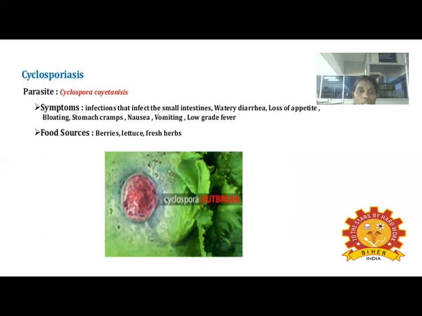The Cyclospora species, the symptoms are infections that infect the small intestines, watery diarrhea, loss of appetite, bloating, stomach cramps, nausea, vomiting, and low-grade fever. Then, what are the food sources? Okay, berries and lettuce, fresh herbs, etc. This is cyclosporiasis.